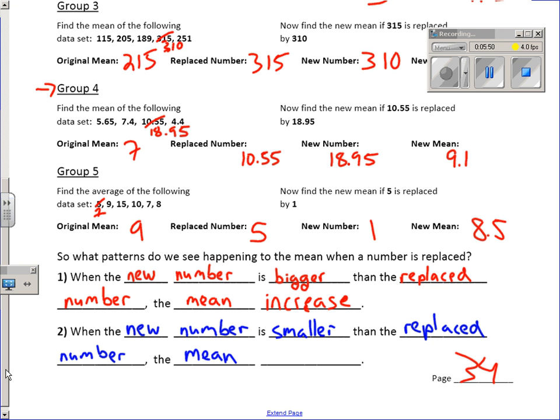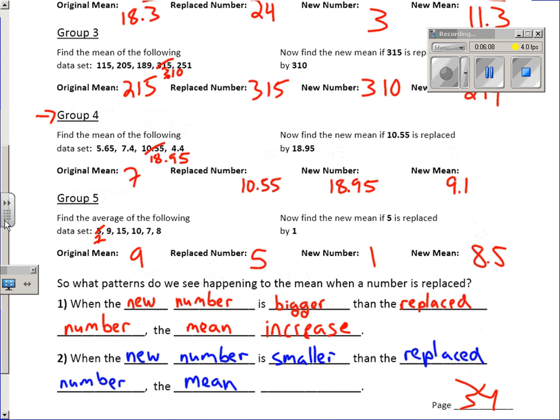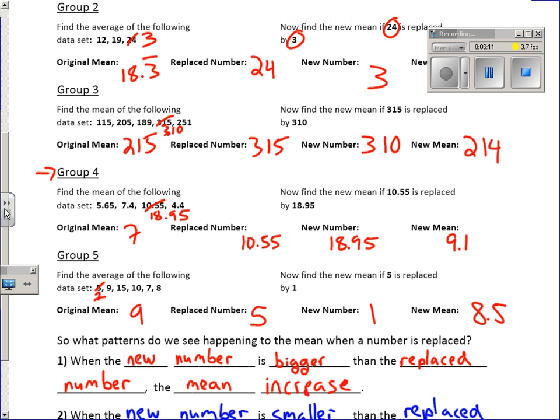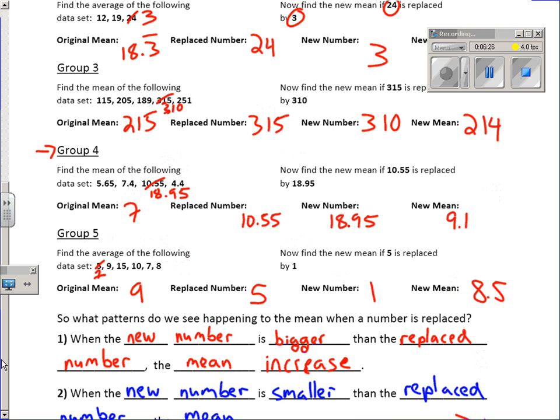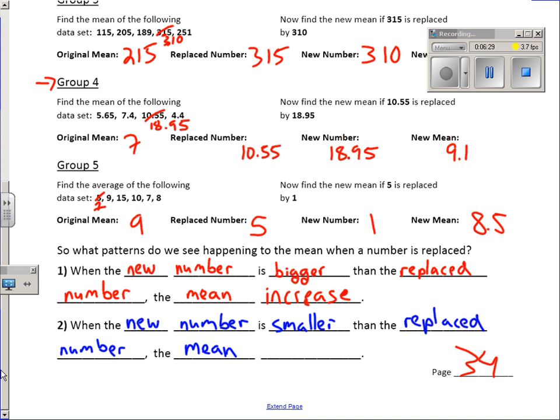So let's look at the second rule. If the new number is smaller than the replaced number, what's going to happen to the mean? That's group 5. Our new number was 1, the replaced number was 5, so the new number is smaller. Our average went from 9 down to 8.5, a decrease. Group 3, 310 is the new number, which is smaller than the replaced number 315. Our average went from 215 to 214. And then group 2, our new number was 3, our old number was 24, and our average went from 18.3 repeating to 11.3 repeating. In all the situations, when the new number was smaller than the number it replaced, the mean decreases.